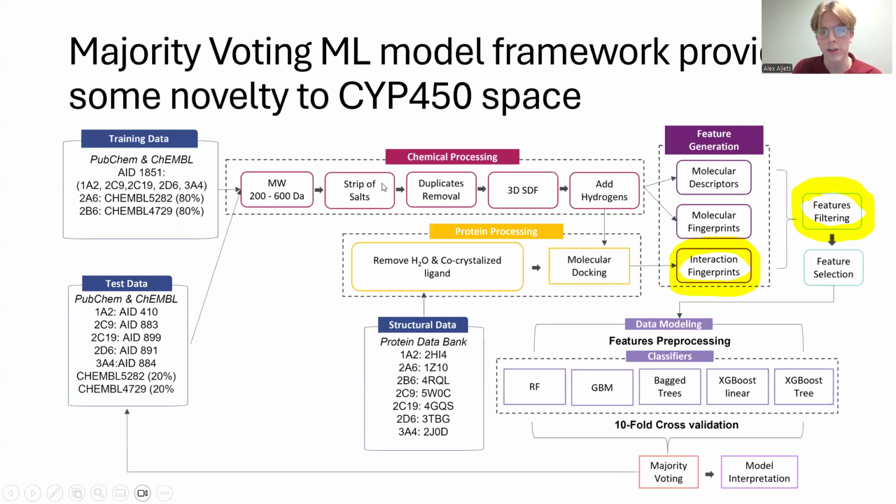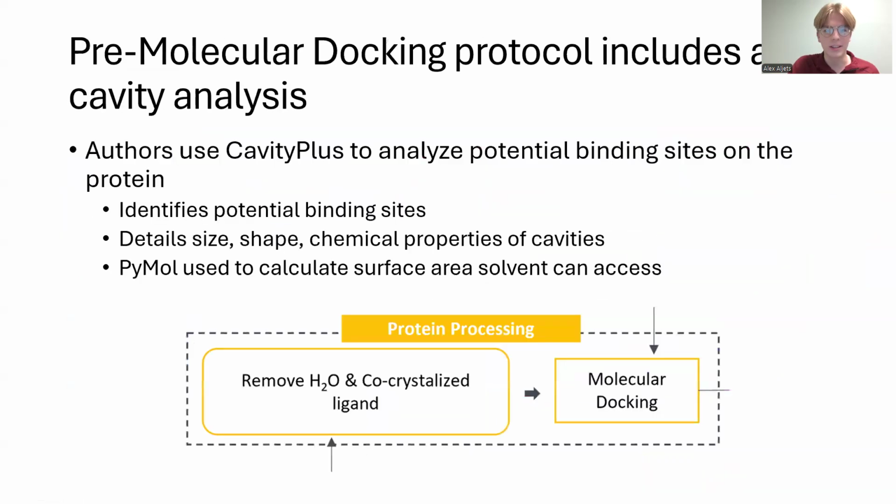They process the chemical and the protein, dock those, have different features generated, and then from those generated features, filter them down and plug them into the majority voting model. So pre-molecular docking, they include a cavity analysis using Cavity Plus. This looks at potential binding sites on the protein.